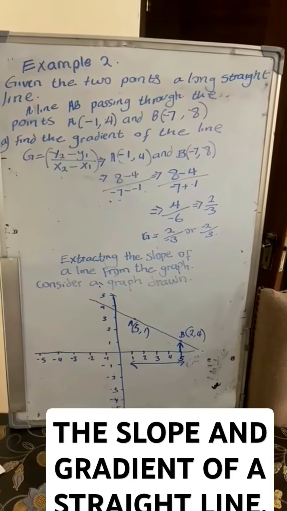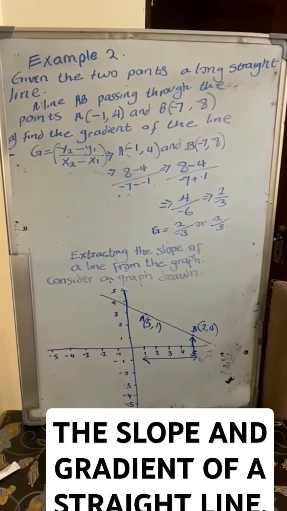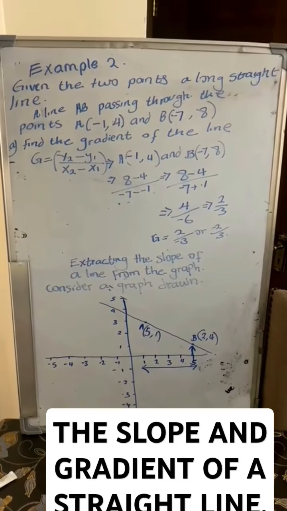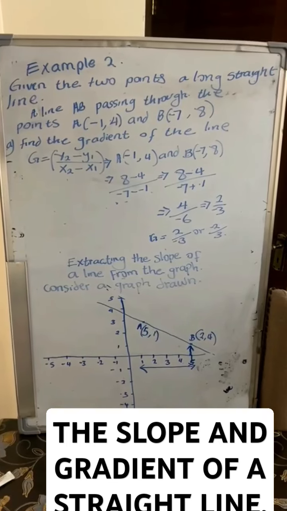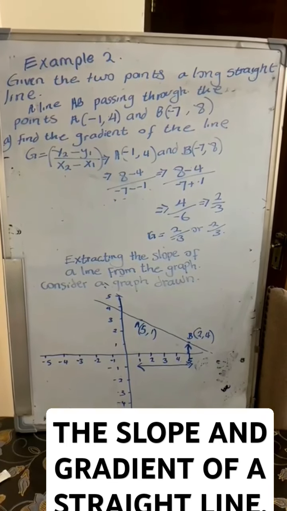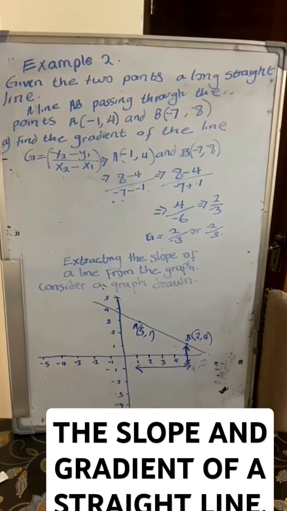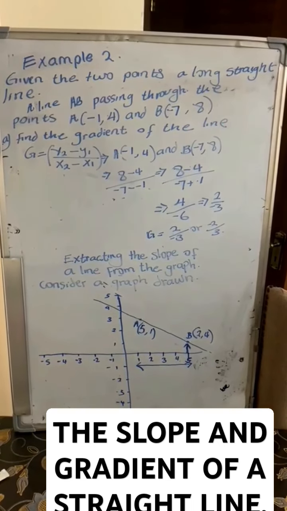So given the second example, which is just a further explanation of the first example, so that is example 2. Given 2 points along a straight line, a line AB passing through the points A(-1, 4) and B(-7, 8). Find the gradient of the line.